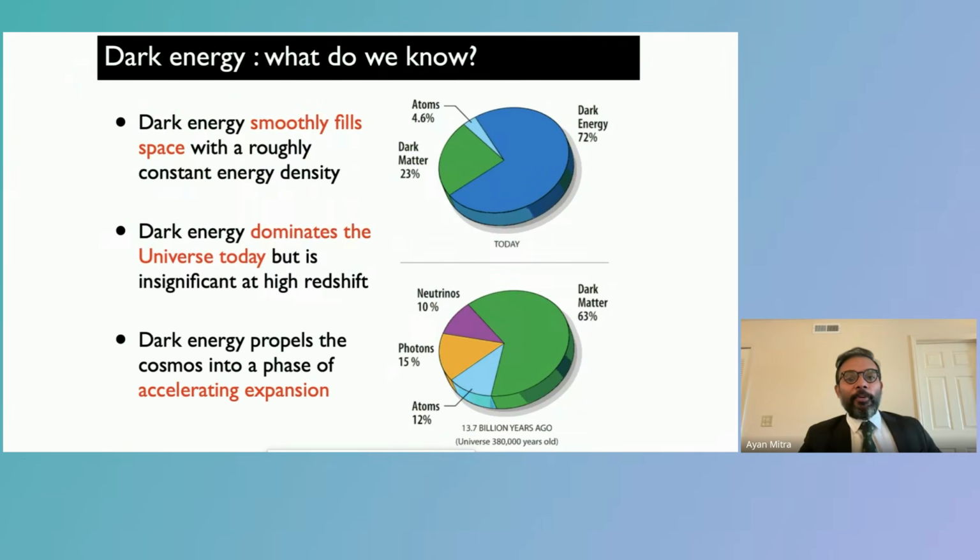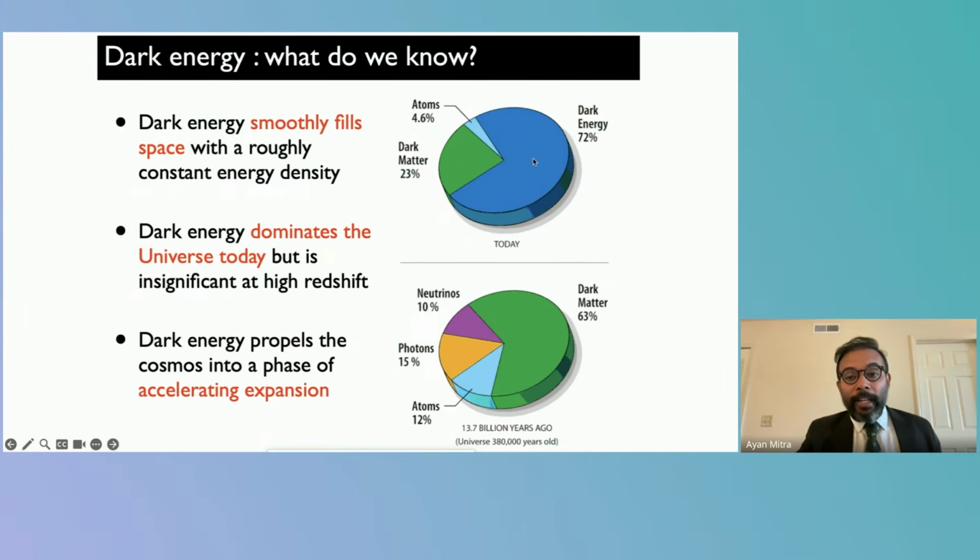Anyway, so what is dark energy? What does it do? Dark energy smoothly fills the space. It's very uniform but unseen to the naked eye. It dominates the universe today, and that's why this acceleration. The word today is important. It was not like this forever in the past.